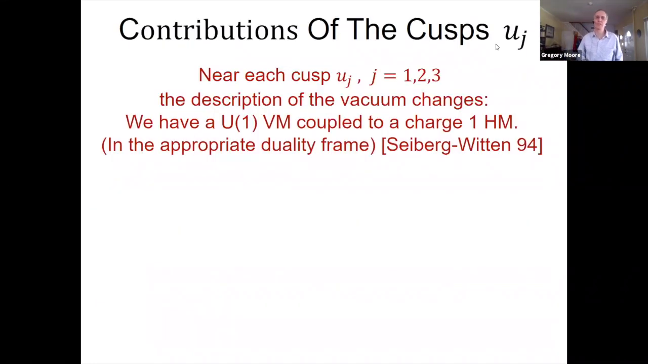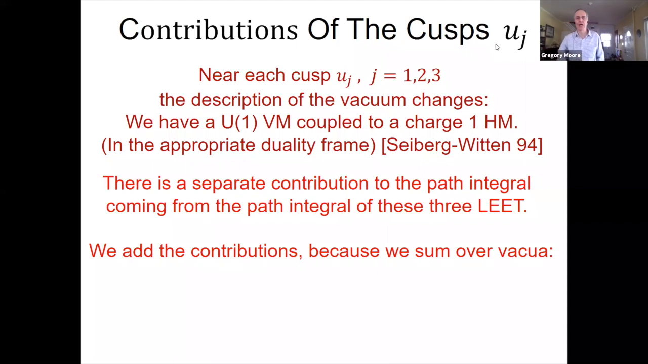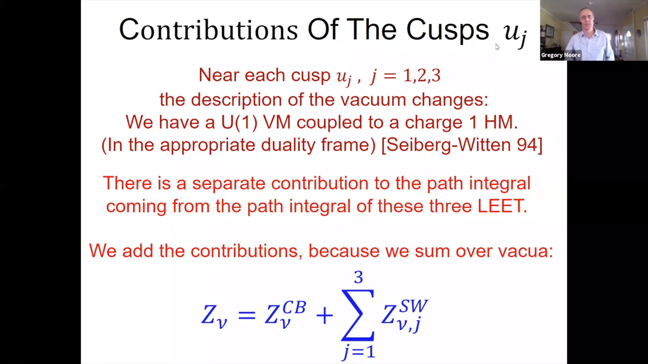So as we learned from the Seiberg-Witten paper, near each of these three cusps where the elliptic curve degenerates, the description of the vacuum changes. We instead have a U(1) vector multiplet coupled to a charge 1 hypermultiplet in a suitable duality frame. And there's a separate contribution to the path integral coming from each of these three low energy effective theories. We add up all the contributions because, as I said before, we sum over vacua. So that's the general form of the partition function: the Coulomb branch integral that we've discussed so far, and then a contribution from the three low energy effective theories valid near the three cusps.